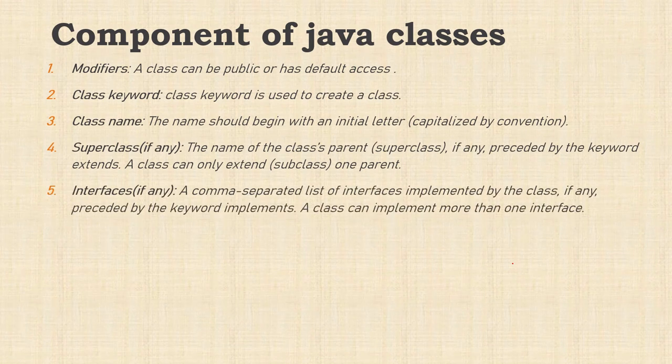Interfaces: a comma-separated list of interfaces implemented by the class, if any, preceded by the keyword implements. A class can implement more than one interface, with the help of a comma-separated list.